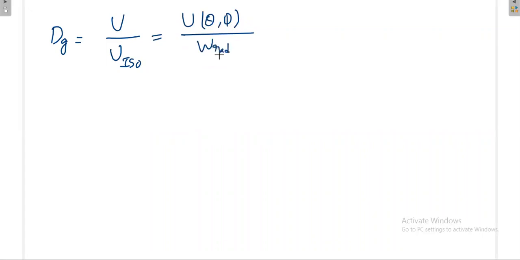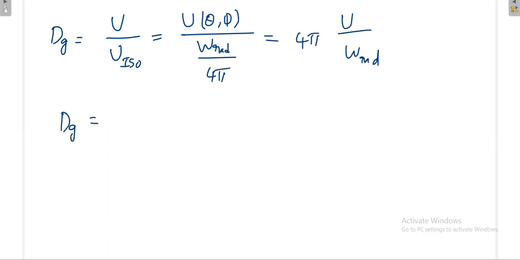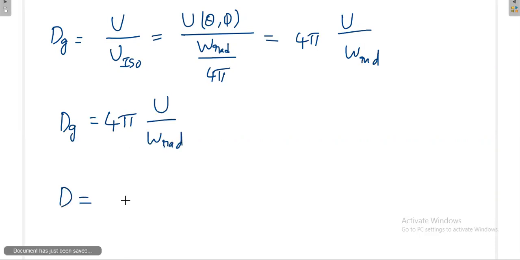U isotropic is total power radiated W radiated divided by 4 pi. Then I can take this 4 pi up, then this is U divided by W radiated. That's why I am having one new formula: 4 pi U divided by W radiated. Or if I want to know the directivity, 4 pi is constant, and total power radiated is constant.